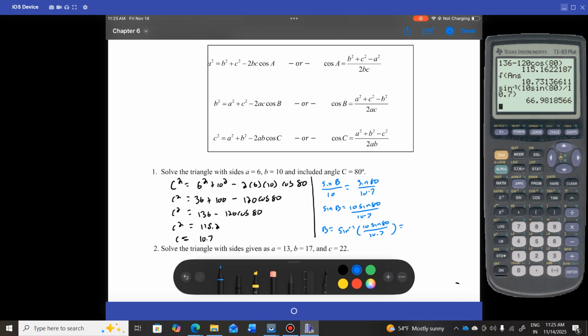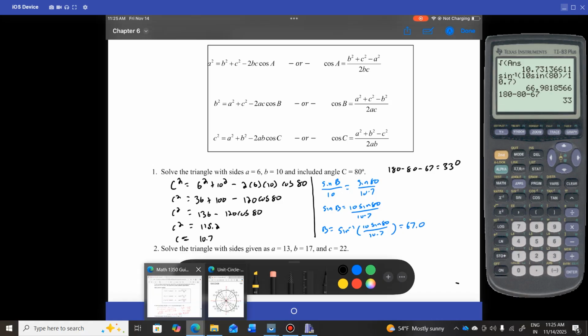We get 66.98, so about 67 degrees. And so nice, you only have to use law of sines once because you already have another angle, so we just subtract these from 180 to get our final angle. So 180 minus 80 minus 67, and we get 33 degrees. All right, so now we have all our sides, all our angles.